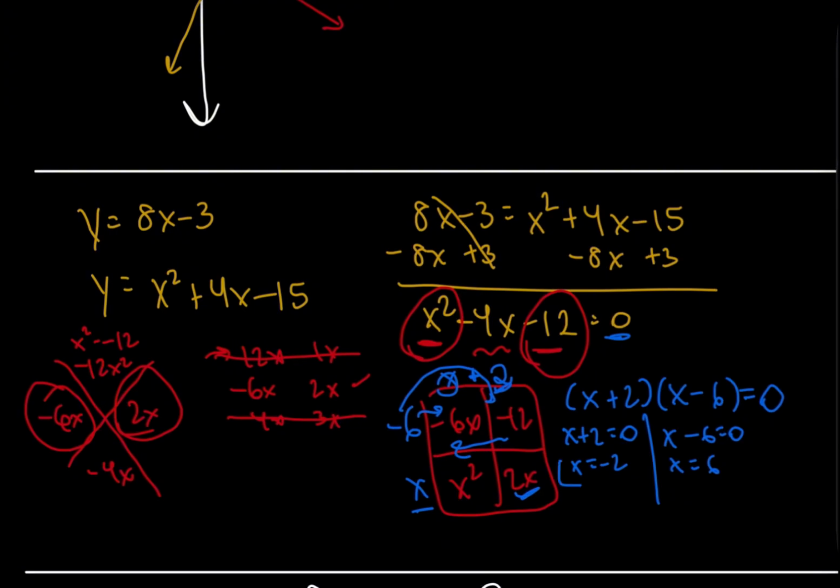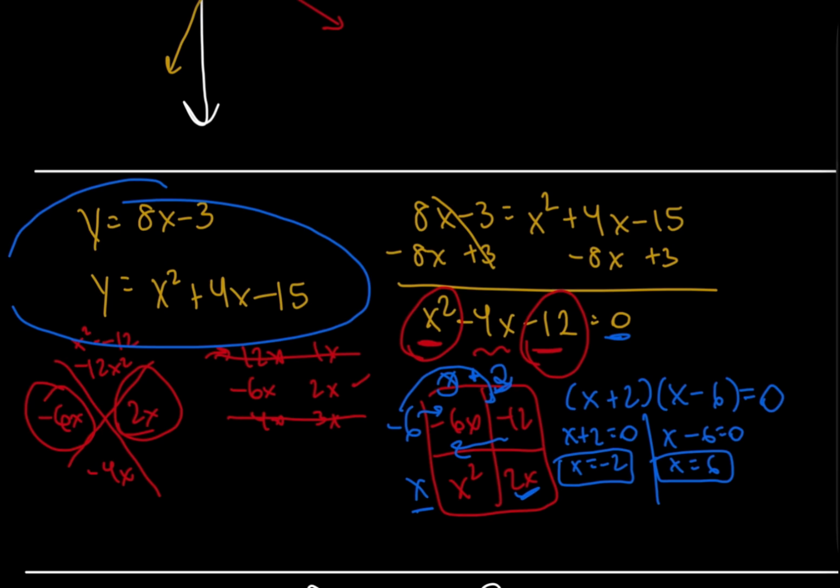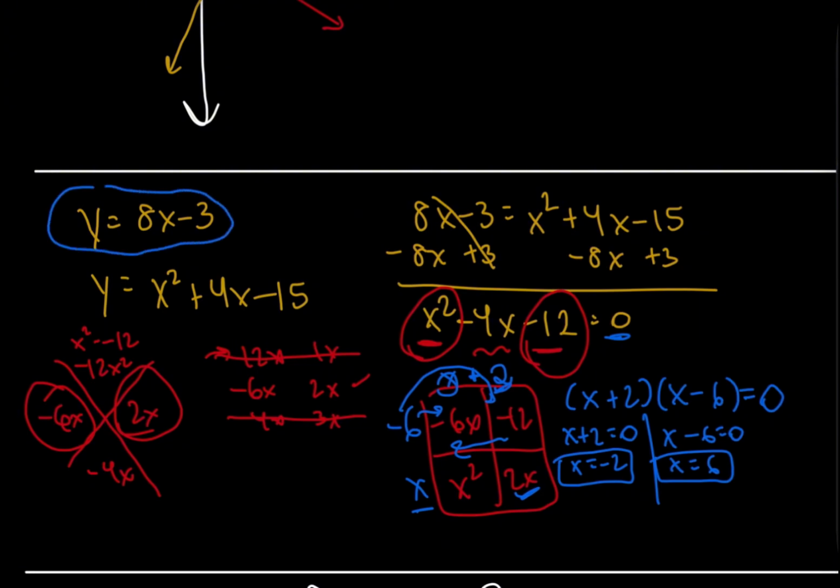So now that we have our two x values, we need to plug them back into at least one of these to see what the corresponding y coordinate is. Now, when we're doing this, we want to pick the equation that's going to be easiest to do. So I'd say we pick this one, because this one has more numbers to plug in. So let's plug them into here.